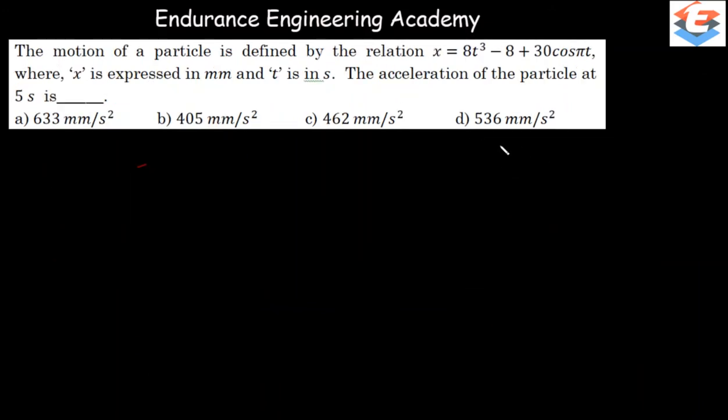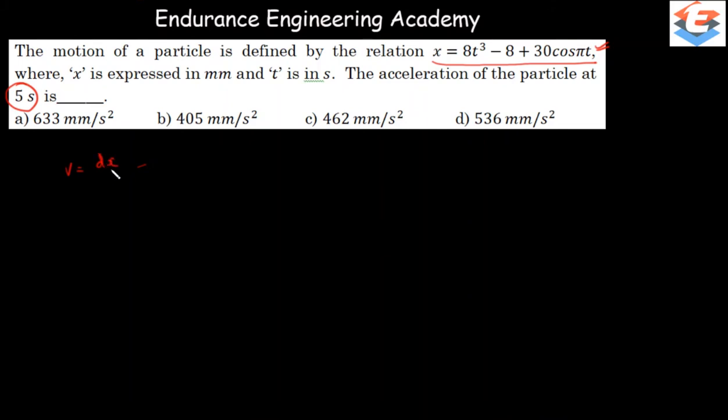Okay, the next question. The motion of a particle is defined by the relation x is equal to 8t cube minus 8 plus 30 cos pi t. So this is the displacement which they have given. x is expressed in mm and t is in seconds. They are asking for the acceleration of the particle at 5 seconds. Very simple question, in fact.